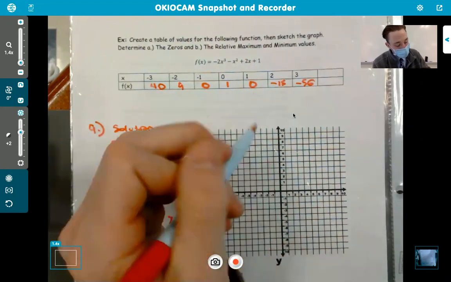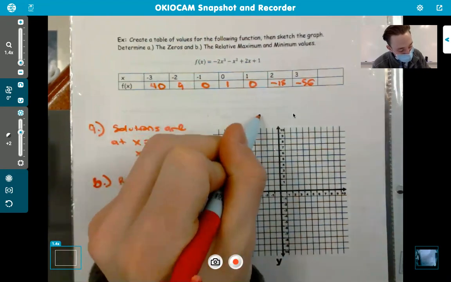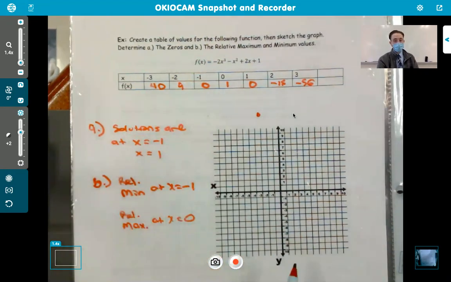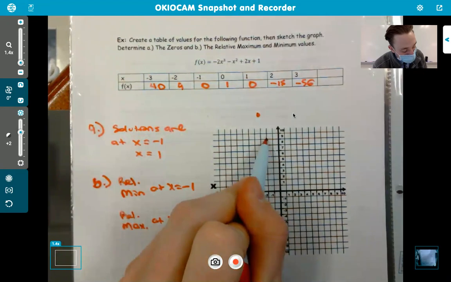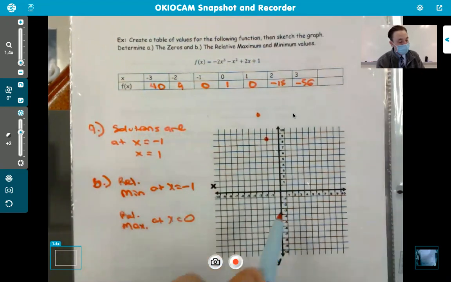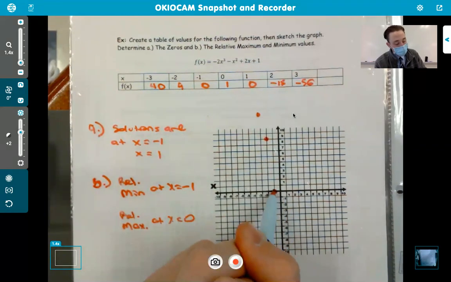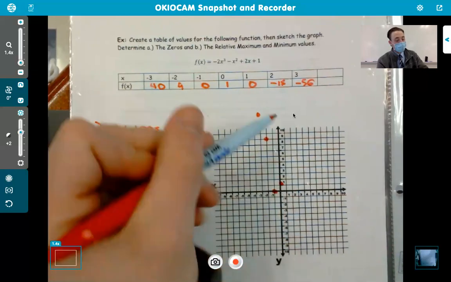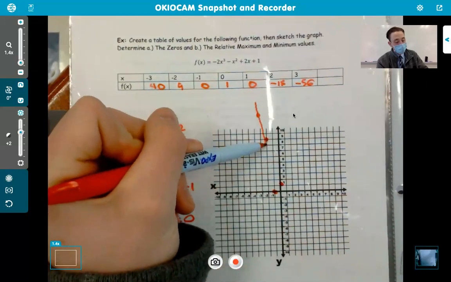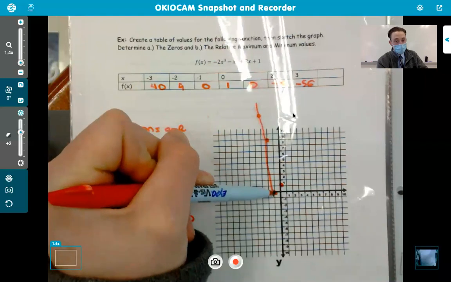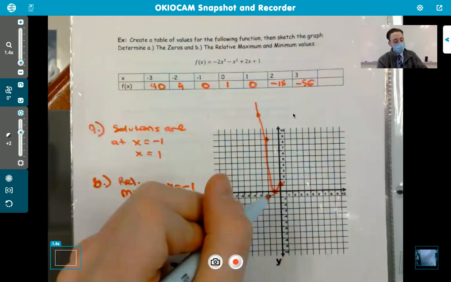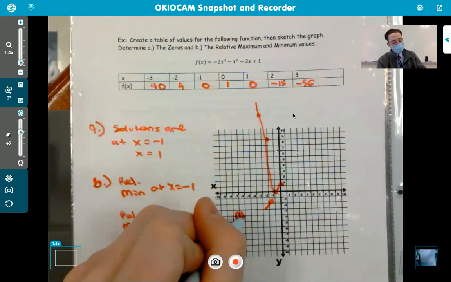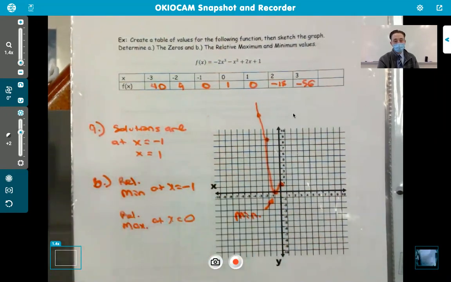If I'm at -3, I'm up here at 40. Obviously, we don't have the 40. You can scale your graph if you want. I'm just going to throw it up there for now, just for the sake of being able to see what this graph looks like. -2, 9, -1, 0, 0, 1. So if I take a look at that first point, I'm decreasing until I get to here. Then I start to increase. So my minimum value is at x equals -1.